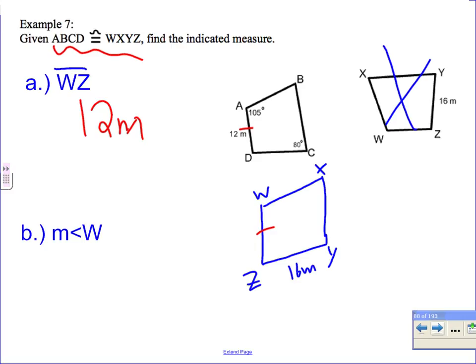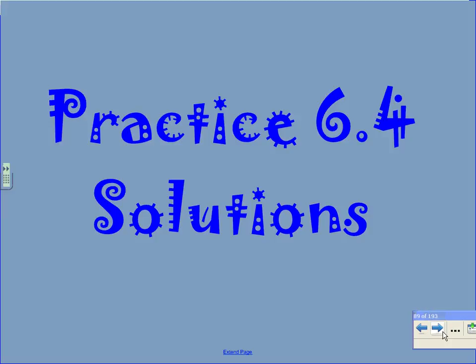Okay, what about B? What's the measurement of angle W? Matt? Good, how did you know that? Yep. Good. Corresponding angles, if you have congruent figures, all corresponding angles are congruent. They are the exact same measure. Any questions on the two warm-up problems before we go over homework? Okay, let's go over practice 6.4. I know there are some questions on this, especially that garden problem. We will make sure we address those.